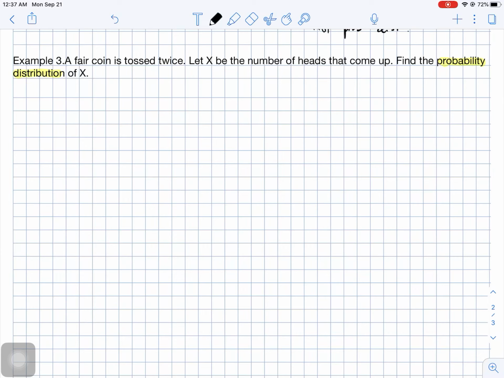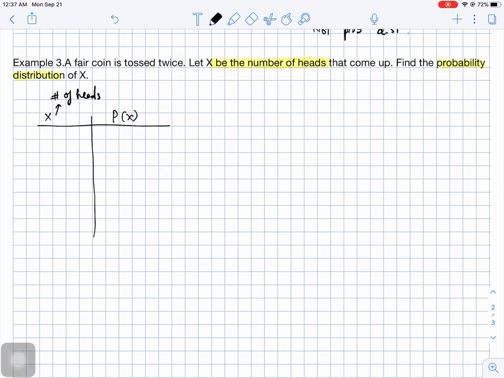We just learned before the probability distribution contains two parts, the x part and the probability of x. So in this case, we call x the number of heads. So x represents the number of heads, and P of x is the probability corresponding to that x.